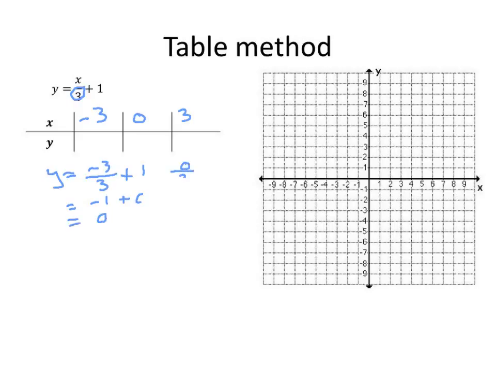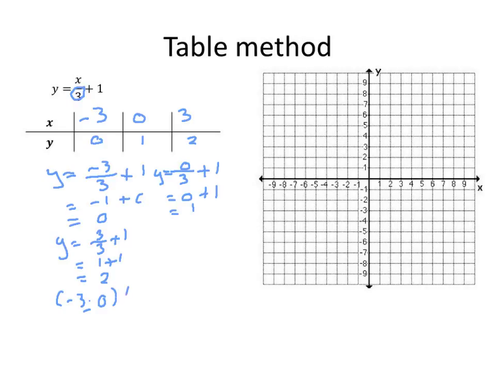And we've got 0 divided by 3 plus 1. Sorry, y is equal to 0 divided by 3 plus 1. And that's 0 plus 1. And that gives me 1. And the last one, y is equal to 3 divided by 3 plus 1. And that's 1 plus 1. And that's 2. So our y values we fill in here are 0, 1, and 2. So what we want to fill in on our graph is when x is -3, y is 0. When x is 0, y is 1. And when x is 3, y is 2.